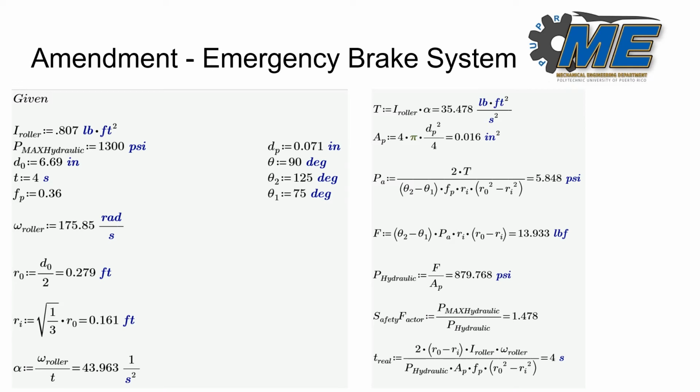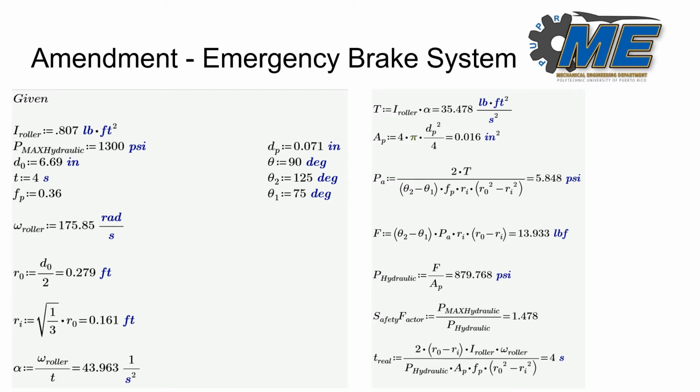With these specifications, all calculations below changed. The important ones are the angular acceleration, which uses the time in which we need the emergency brake system to stop the roller, the brake torque, and most importantly, the hydraulic pressure.